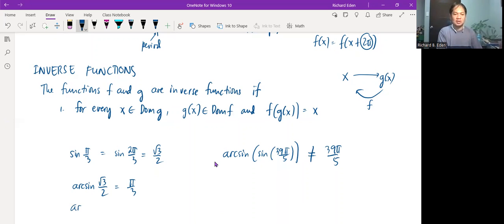And therefore, we end up with the following peculiar situation. Arc sine of the sine of 2 pi over 3. So I think this is more comparable. And this shows that, hey, when you take the sine of 2 pi over 3, and when you take its arc sine, the result is not 2 pi over 3, but rather, it's pi over 3. So what just happened here? Arc sine of sine of 2 pi over 3 is not 2 pi over 3.